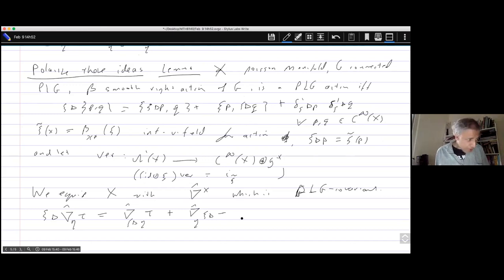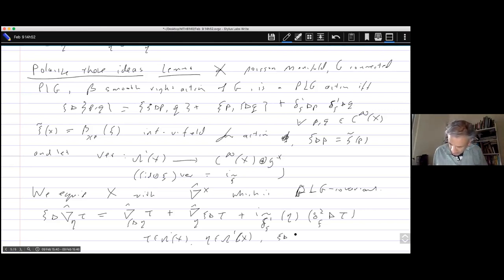I'll say where they live. Plus delta 1 C tilde of eta, and then delta 2 C acting on tau. Now here, tau is in omega 1 of X. Eta is in omega 1 of G. Is in omega 1 X also. It's a differential calculus on X. And yeah, I don't know if somebody has a question. You're going to have to shout if you have a question.